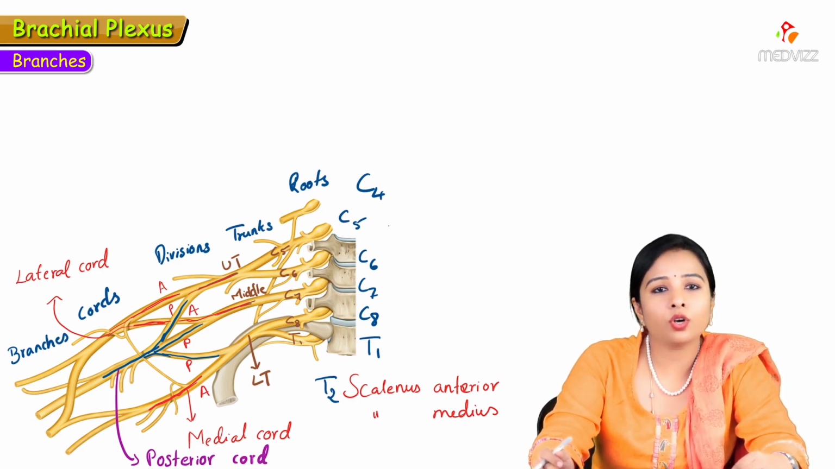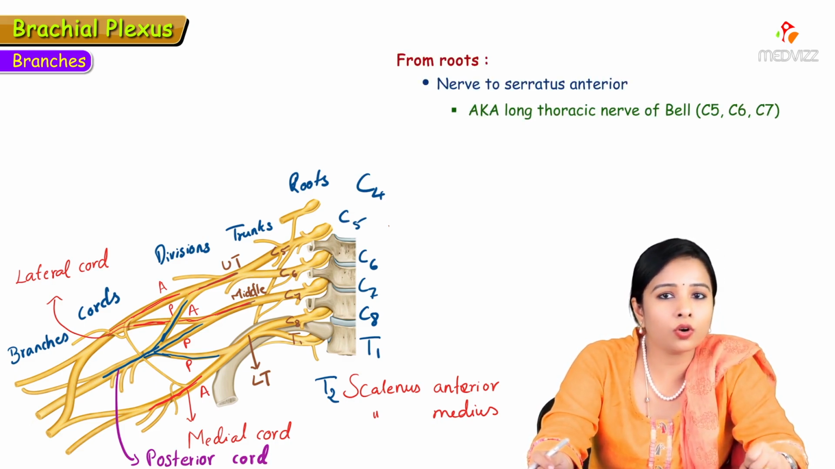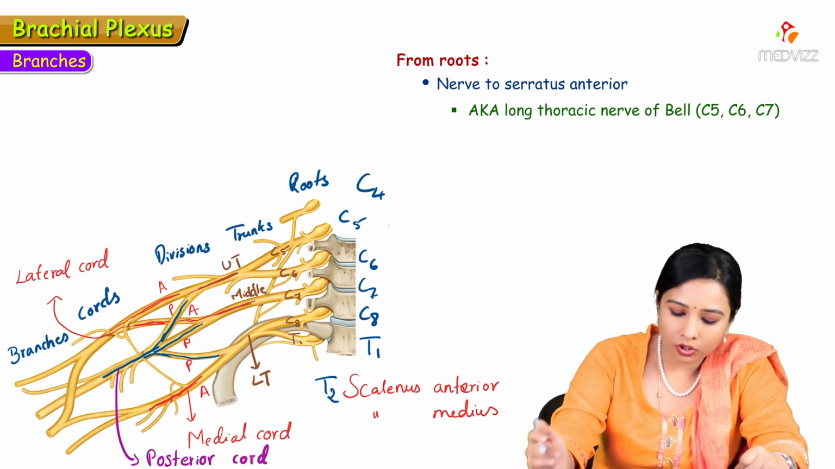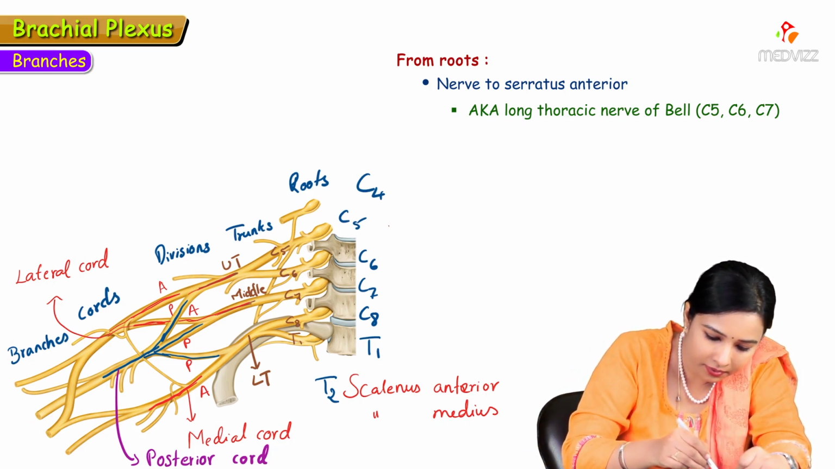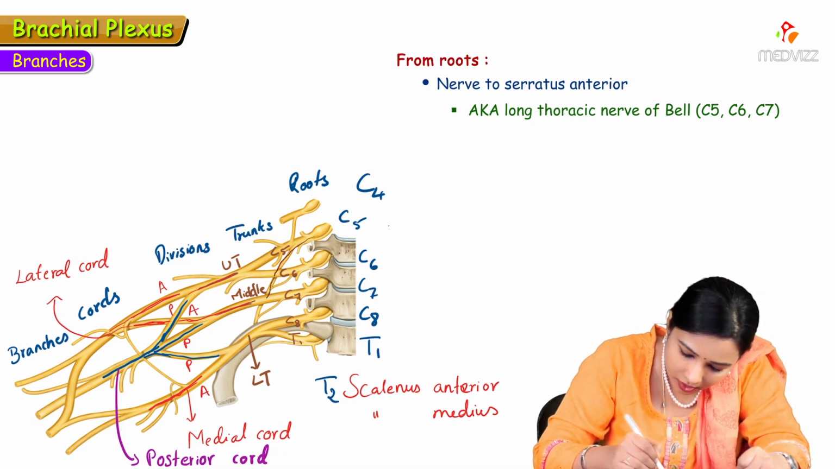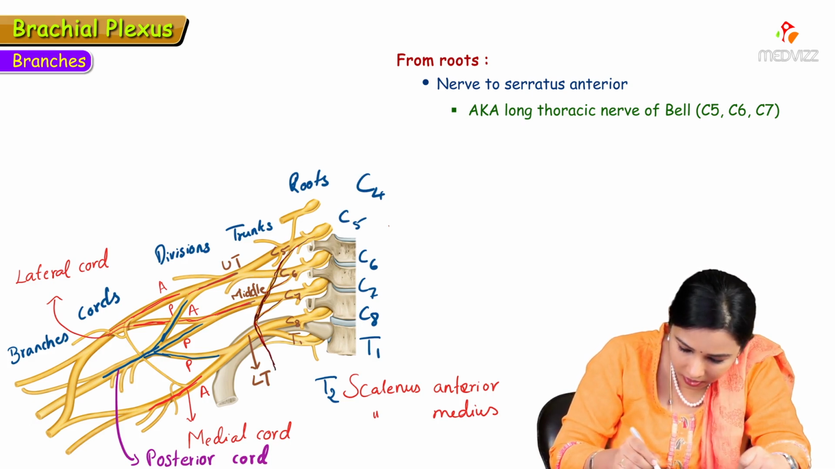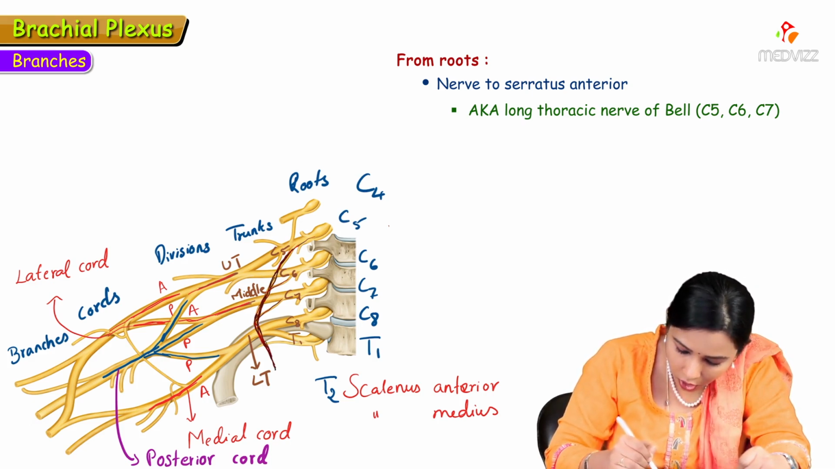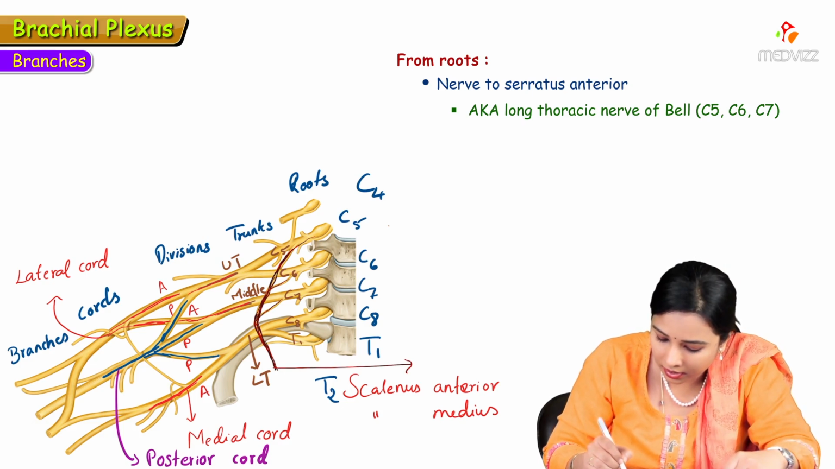The roots give off two branches mainly. One is called nerve to serratus anterior, which is also called long thoracic nerve of Bell. So the roots of C5, here we can see, draw a line over it. The root of C5 we can see here, and root of C6 and root of C7, all these are joining here, coming down. This nerve, the one which is getting joined here, this nerve is the long thoracic nerve, which is also called nerve of Bell or nerve to serratus anterior.